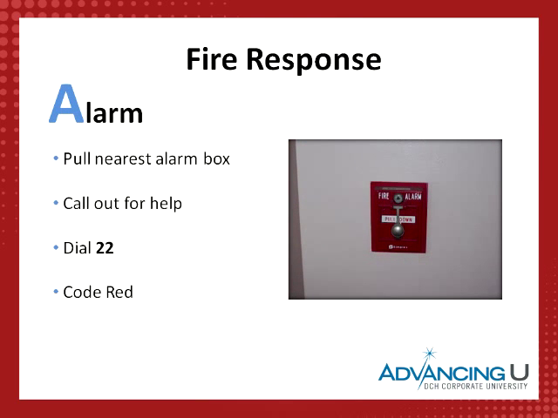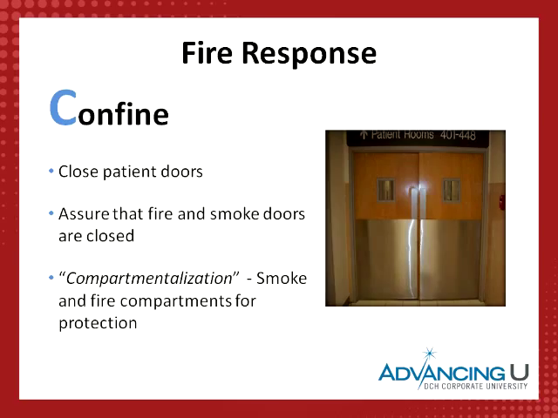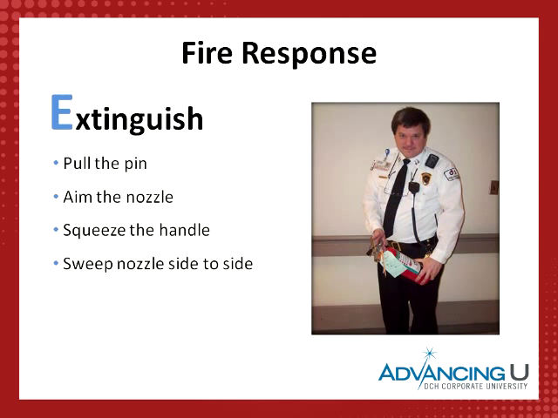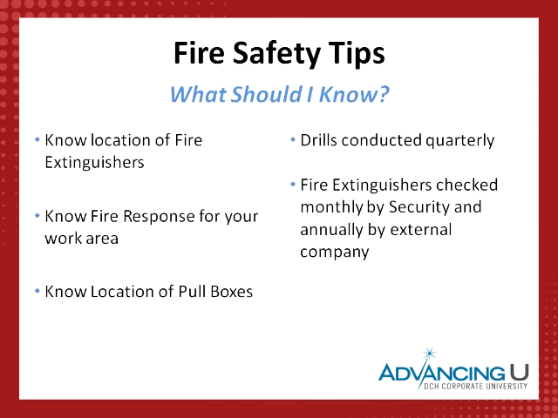Alarm. You will need to pull the nearest alarm box, call out for help, dial 22, and call code red. Confine. Close the patient doors. Assure that fire and smoke doors are closed. Compartmentalization compartmentalizes the fire and the smoke for protection. And finally, extinguish. You'll take the fire extinguisher, pull the pin, aim the nozzle, squeeze the handle, sweep nozzle side to side.